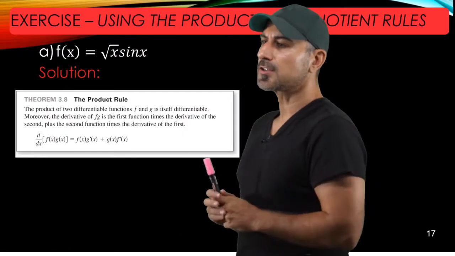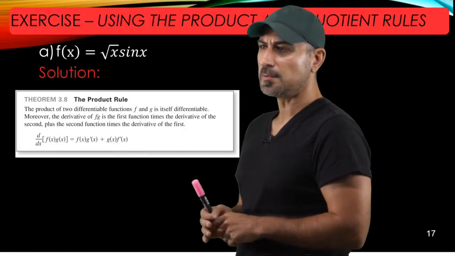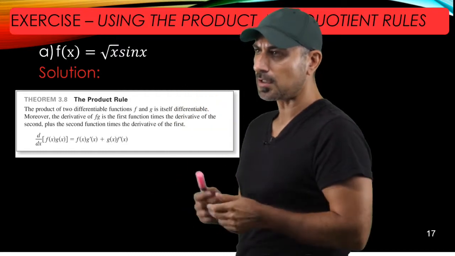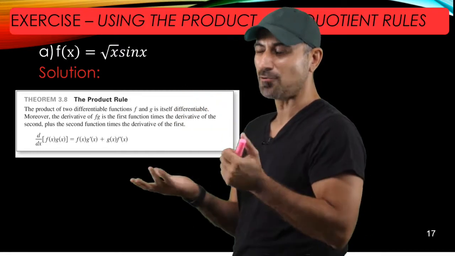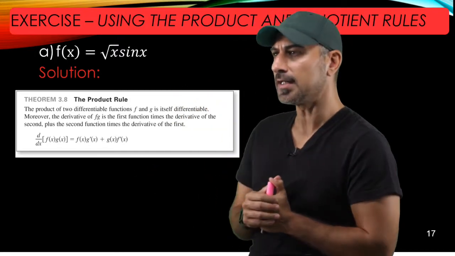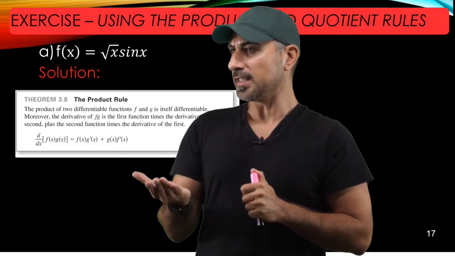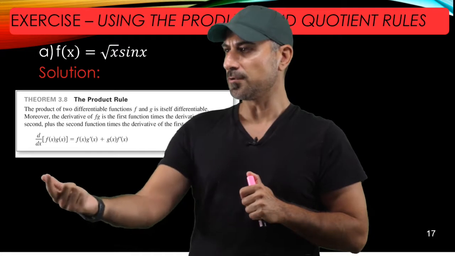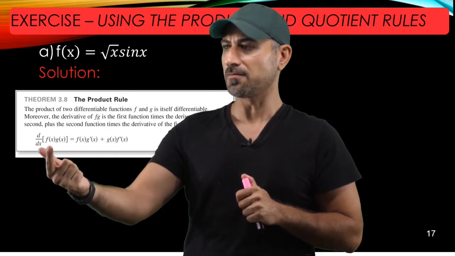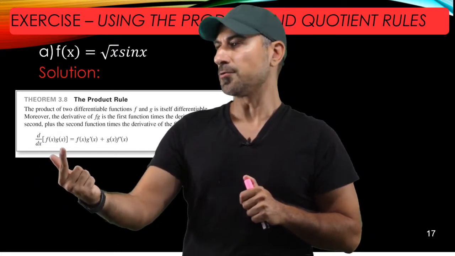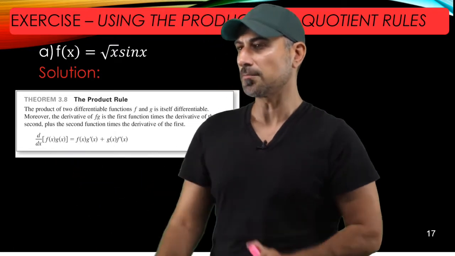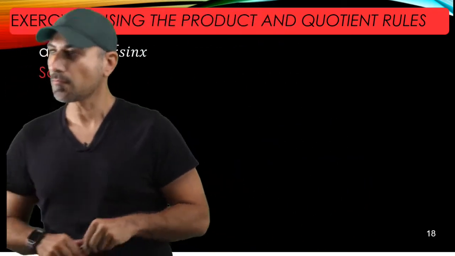Well, in this definition, since we have f and g already being used, and since our function is defined f of x equals root x times sine x, I'm going to use the rule in a way that whenever we refer to f here, I'm going to say the first function, and whenever we refer to g, I'm going to say the second function. All right, here we go.